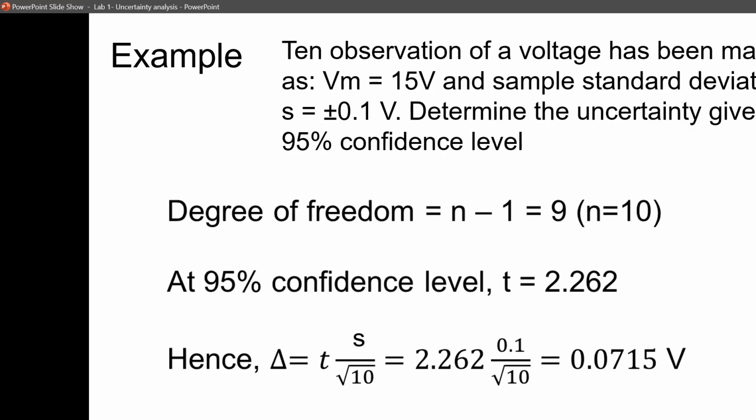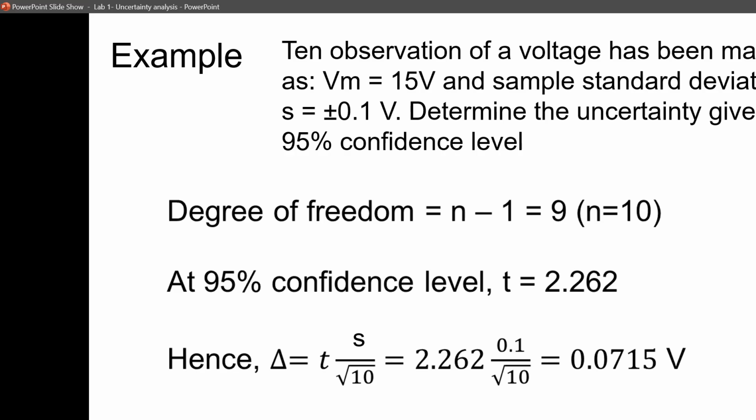Okay. Let's talk about this example and then we move on to the experiment we're going to do next week. The example tells us we have 10 observations of a voltage. The average voltage is 15 volts and the sample standard deviation is plus minus 0.1 volts. We want to determine the uncertainty given at 95% confidence level.